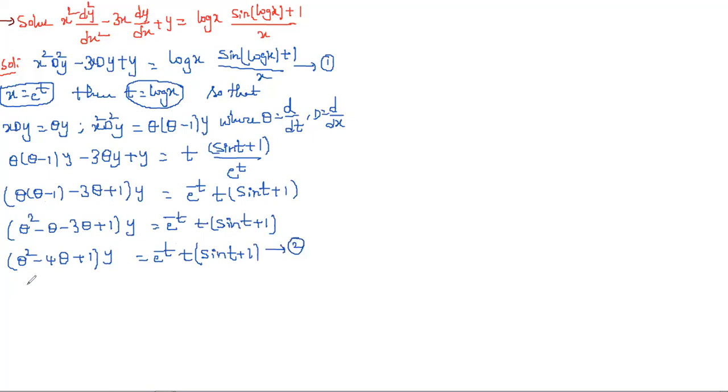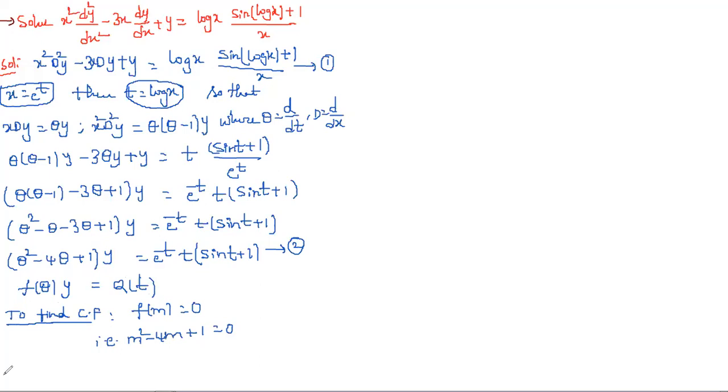So this is a linear differential equation with constant coefficients, of the form f of theta into y is equal to q of t. First we need to find the complementary function. To find the complementary function, we take the auxiliary equation, that is f of m is equal to 0. Simply we can write m square minus 4m plus 1 is equal to 0. We don't get direct roots for this one, so we use the quadratic formula: minus b plus or minus root of b square minus 4ac, by 2a.